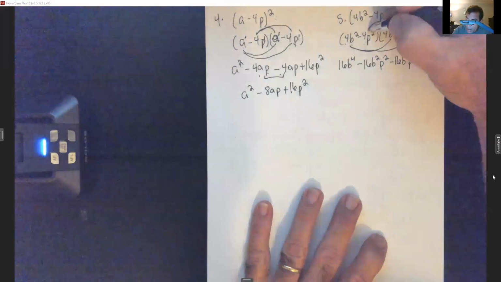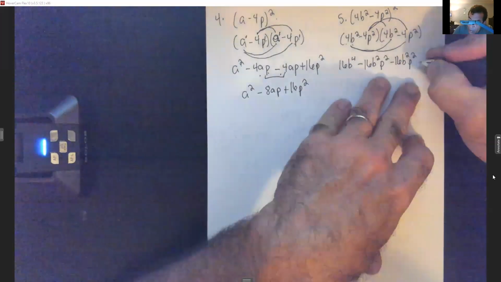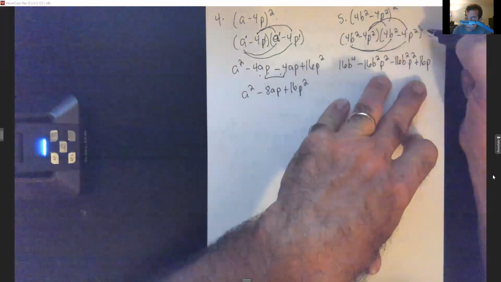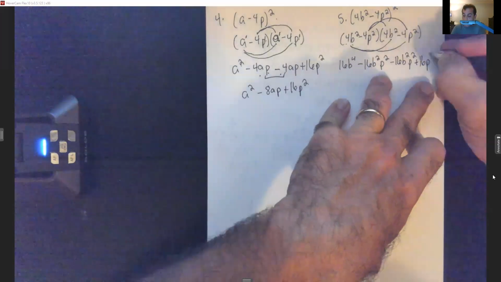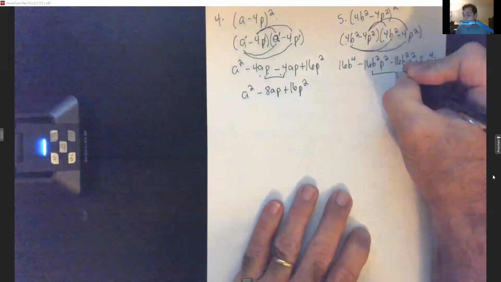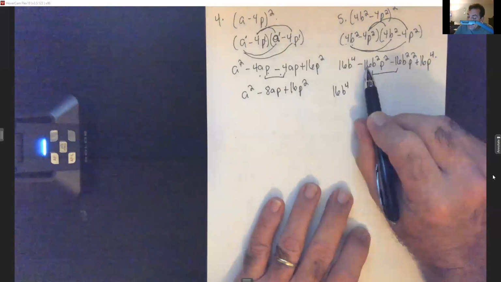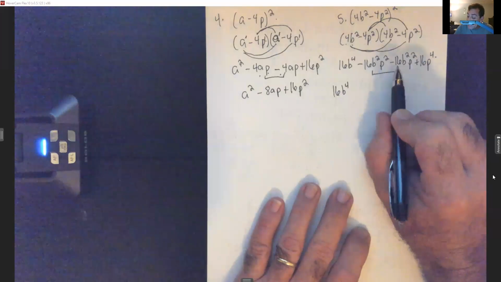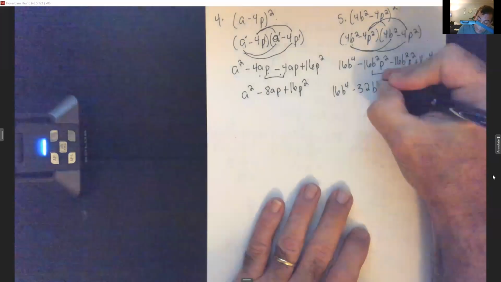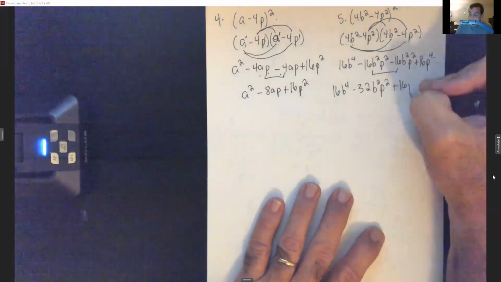Now the last one is a negative 4P squared times a negative 4P squared. That's going to be a positive 16P, well, P, where am I at? P squared and P squared give me P to the 4th because 2 plus 2 is 4. All right, then once again, like terms in the middle. So I bring down the 16B to the 4th, negative 16 B squared P squared minus 16 more B squared P squared is a negative 32 B squared P squared. And then at the end, bring down your positive 16 P to the 4th.